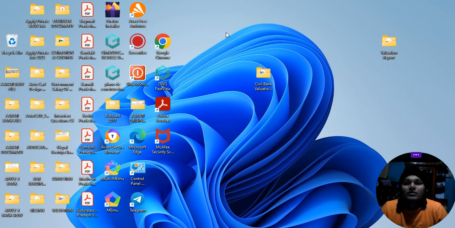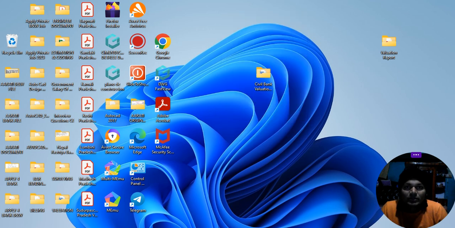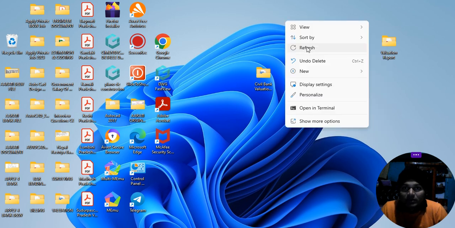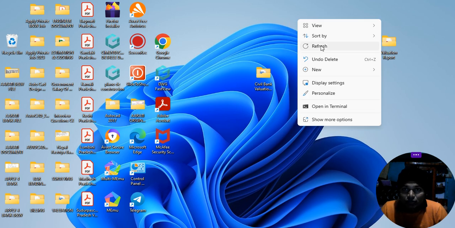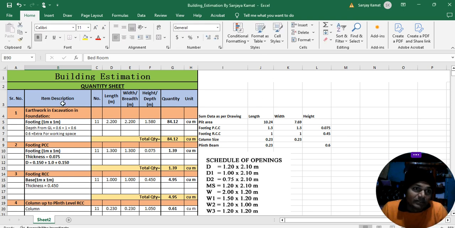Now I'm going to begin. To learn estimation, you have to use an Excel sheet. You have to use the MS Excel program so that you can do it easily there. I have prepared it there, and one by one I will explain, so listen carefully. As you can see here, this is building estimation.